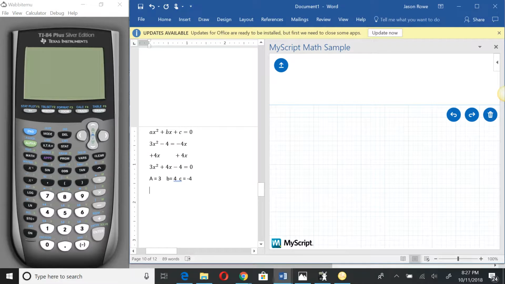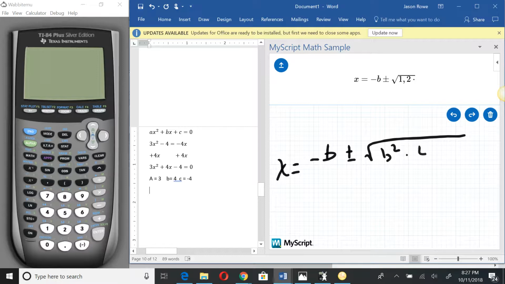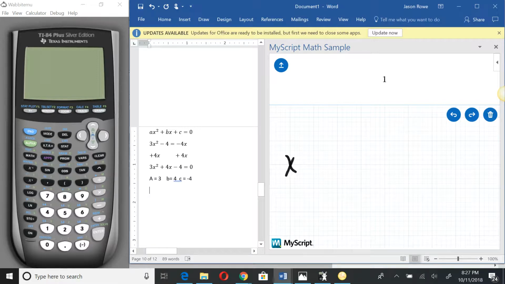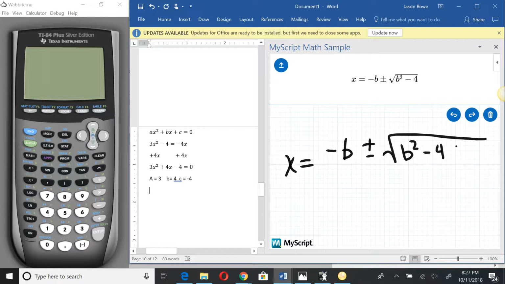Quadratic formula. X equals the opposite of b, plus or minus the square root of b squared minus 4ac, all divided by, and let me just start over. Writing too fast sometimes with this and you don't get it right. The opposite of b, plus or minus the square root of b squared minus 4 times a times c, all divided by 2a.